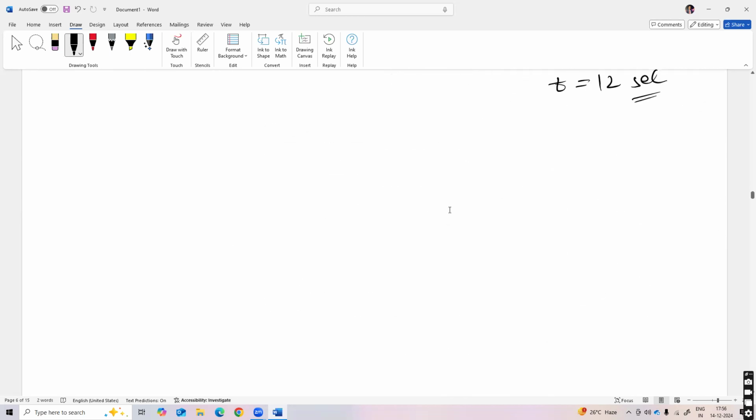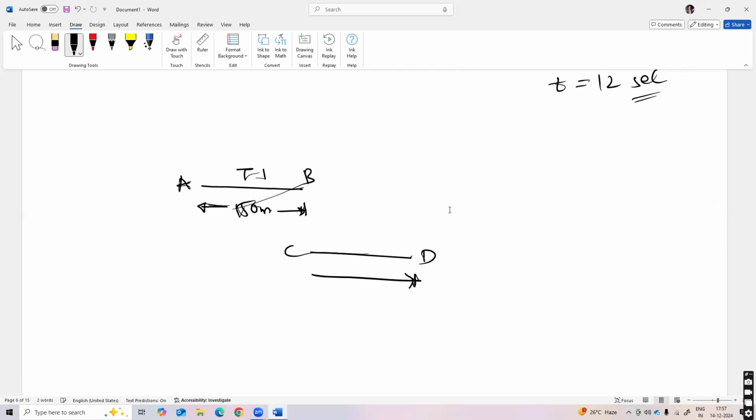Now coming to the method of relative motion. This is train T1, which is also given as AB, and its length is 150 meters. Then we have train CD, which is also 150 meters. The velocity of AB is 10 meters per second in the positive x direction, and the velocity of CD is 15 meters per second in the negative x direction.